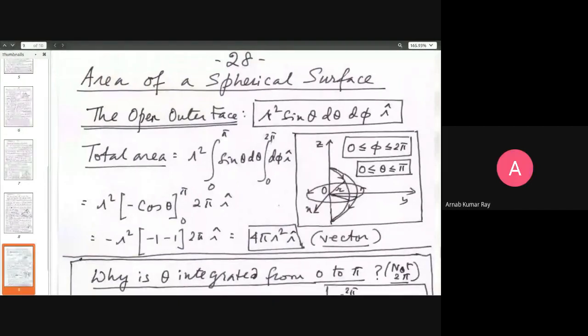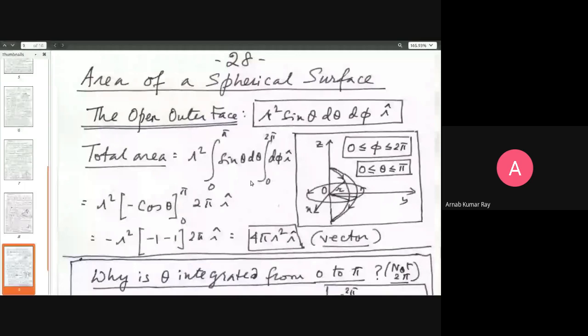Okay, thank you. So I'll just briefly finish the last pending topic from spherical polar coordinates. In the last class, this was the point where we ended, where you have to find the total area of the open outer face. And I told you pointedly, categorically that the rule of the theta integral is that the limits must go from 0 to pi, whereas for the phi integral, it will go from 0 to 2 pi, unless otherwise mentioned. So these are the default limits.